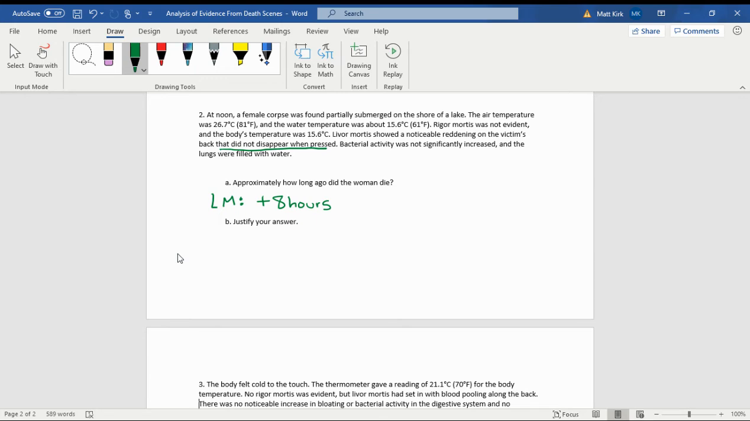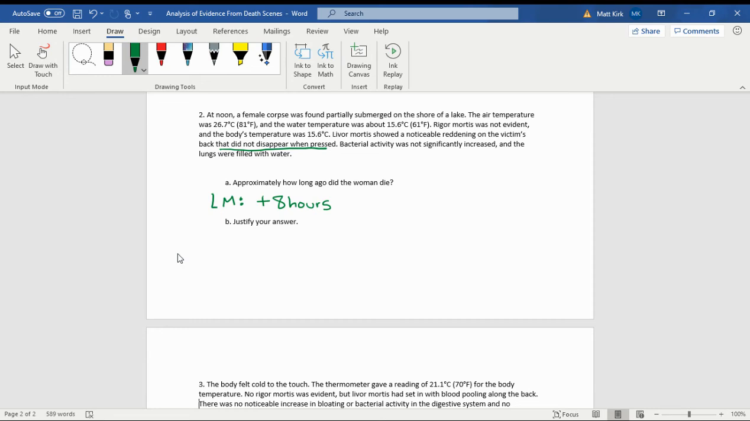Again, there was reddening on the back, so that tells us that our victim was lying on her back at the time of death, or right after she died, she was positioned on her back. Because again, the reddening is going to happen on the lower part of the body. That's where the blood's going to collect due to gravity. And if it's permanent, livor mortis is 8 hours.